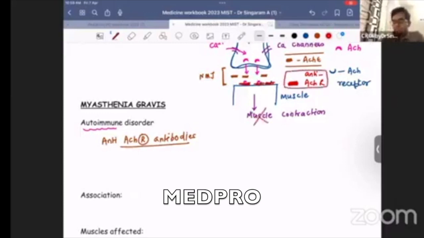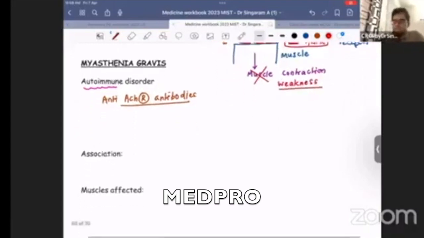So do you think muscle contraction will occur? Muscle contraction will not occur, and this will result in the weakness of the muscles, which means the muscles are not able to contract. That is what I am writing. It will result in the weakness of the muscles. So let us write it up in words.